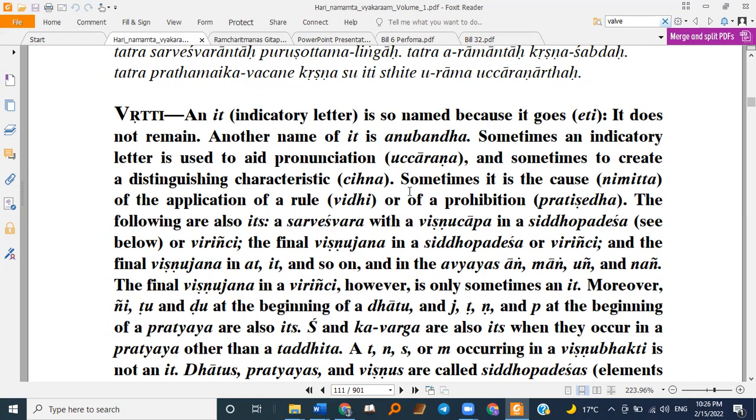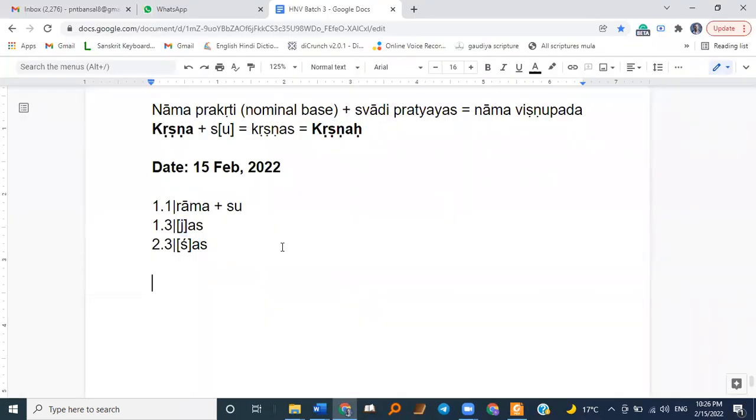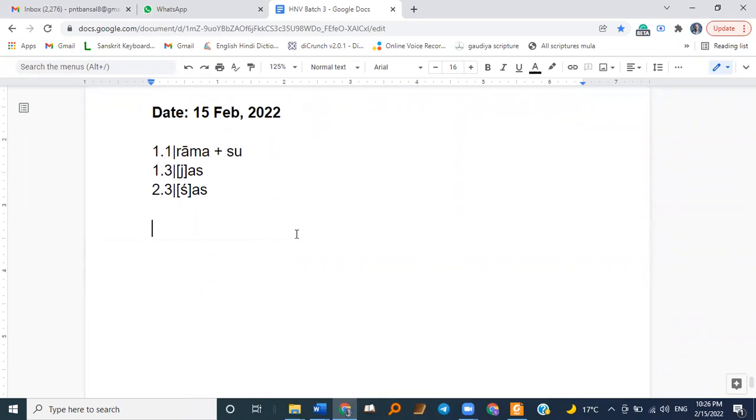Then there is a final and third usage. Sometimes such indicatory letters are the cause of a particular application of a rule, or of a prohibition. For example, if you look in your notebook where you wrote down the table, the 4.1, 5.1, 6.1, and 7.1 pratyayas. What is common in all these pratyayas?